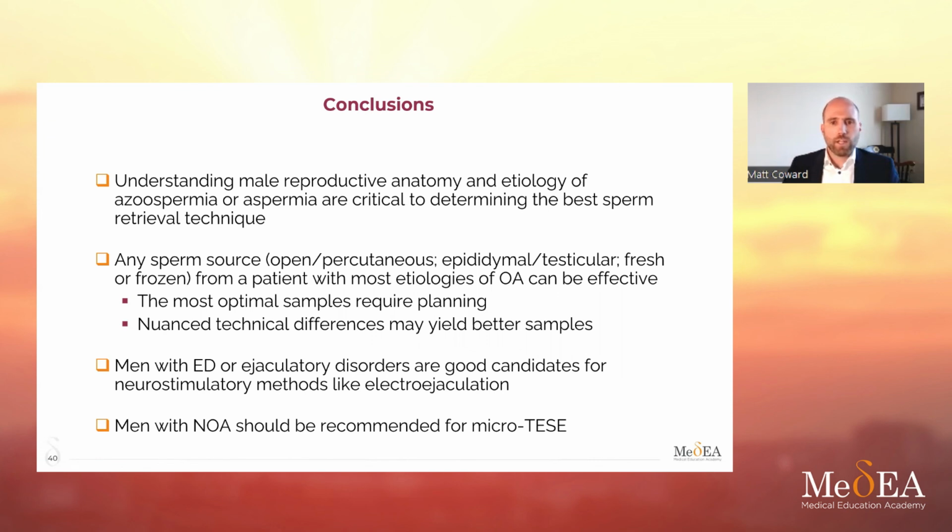There are many nuanced technical differences between these procedures, which may yield better samples for particular patients when the patient factors are taken into account. Men with erectile dysfunction or ejaculatory disorders or other types of sperm delivery disorders are good candidates for neurostimulatory methods of assistive ejaculation, such as electroejaculation. And then lastly, men with non-obstructive azoospermia should be recommended for microTESE and no other type of sperm retrieval.